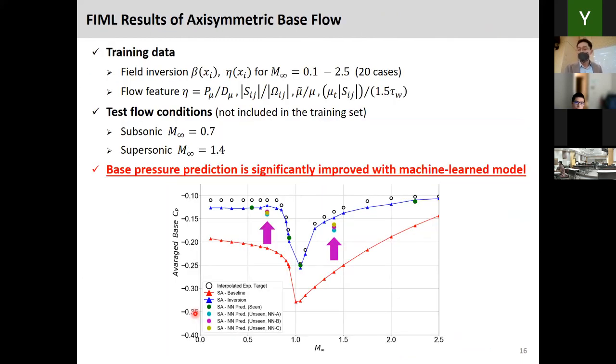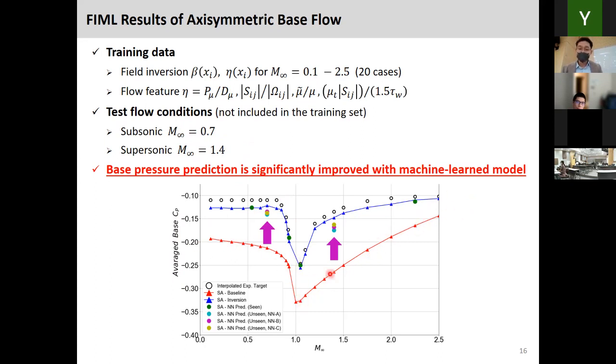Then we use those field inversion data as training data, and we use machine learning to get the connection from the flow features to the beta correction term in the SA equations. Then we pick these two, one subsonic and the other supersonic Mach number, which are not included in the training data, and we see how the trained SA model does on these test cases. It provides a good prediction of the base pressure compared to the baseline SA model.